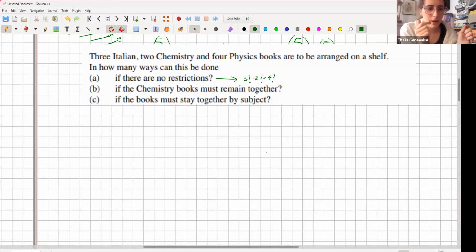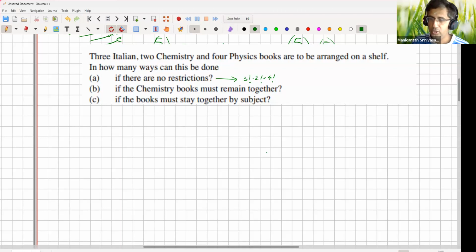Because I can arrange... oh wait, I'm not sure anymore. No, don't judge by my face. I have a poker face. You might very well be right, but I want you to explain. I can arrange the 3 Italian books in 3 factorial ways, and then I can arrange the 2 chemistry books in 2 factorial ways, and then the 4 physics books.